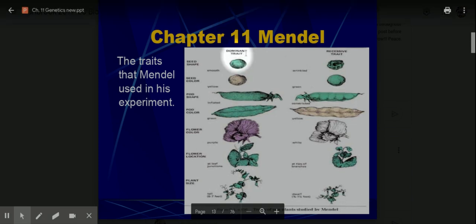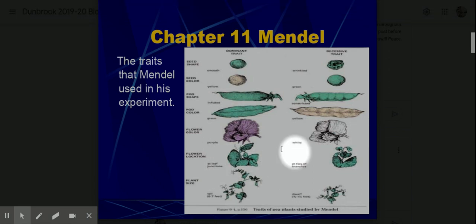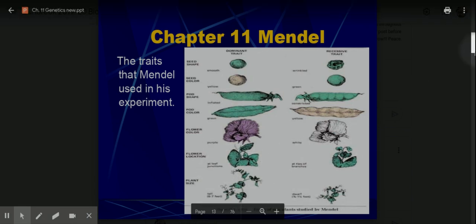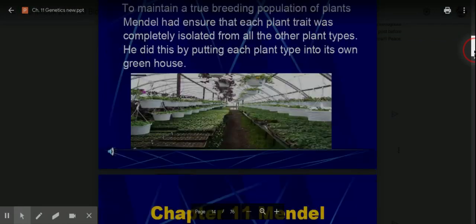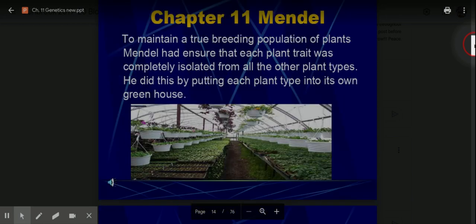And each trait had two different varieties. This is very simple genetics here. Each trait had only two different varieties. That made life very easy for him. Of course, as you know, there are many traits that have way more than two varieties. Think of eye color. Think of even skin color has about 8 different varieties, believe it or not. Okay, so to maintain these true breeding populations of plants, remember, Mendel didn't want anything cross-contaminating his plants, so he put them all in a greenhouse to keep out the birds and the bees from cross-pollinating things that he did not want to have cross-pollinated, okay?